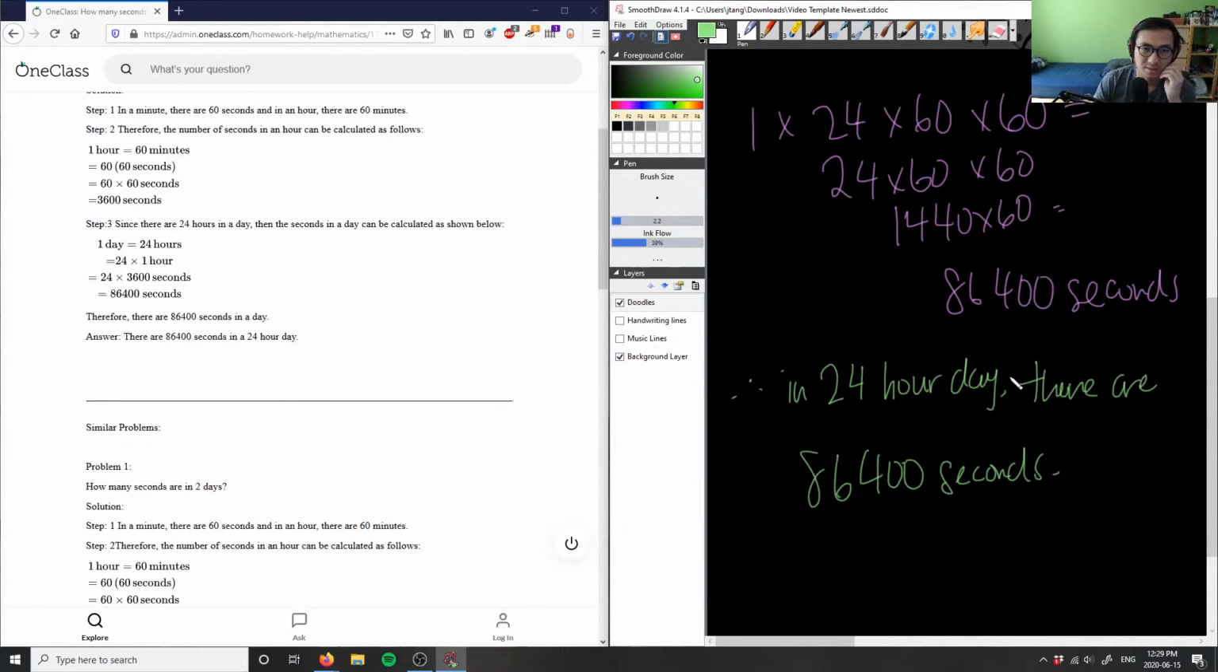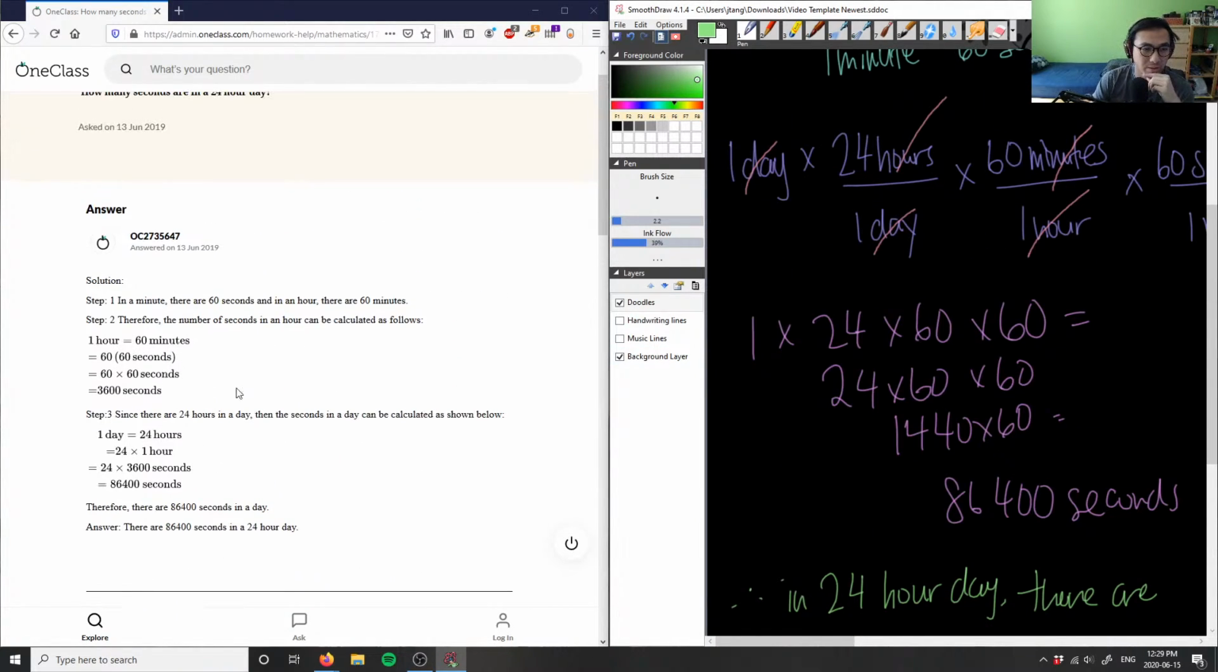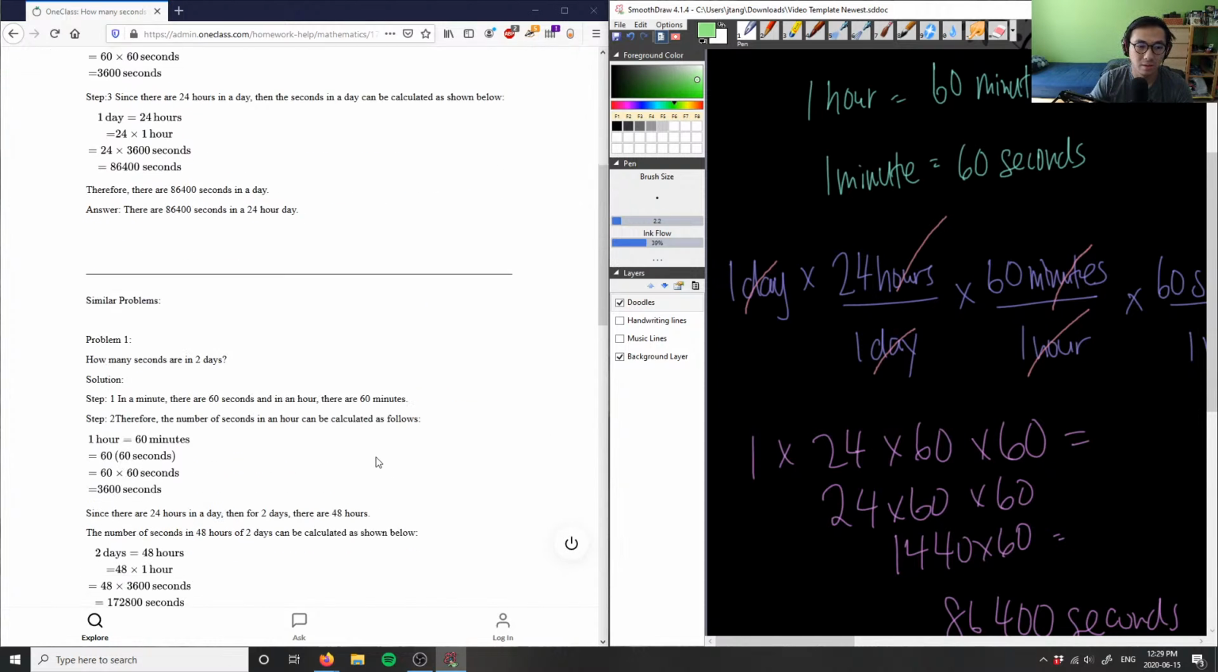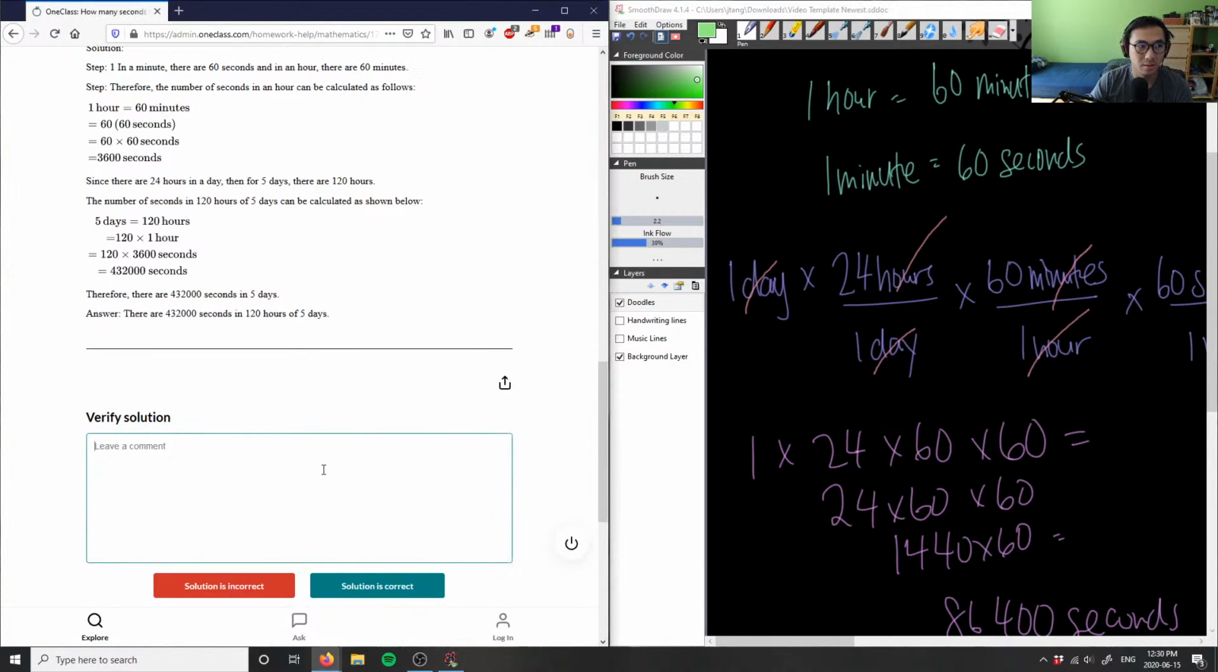They didn't use unit analysis like I did, but this is also a valid form because they broke this down into 1 day. They went from hours to minutes first and minutes to seconds, and then they went backwards and did days to hours. It doesn't really matter about the order because when you're multiplying integers or real numbers, multiplication is commutative, so it doesn't matter what order you do. So the solution here is correct.